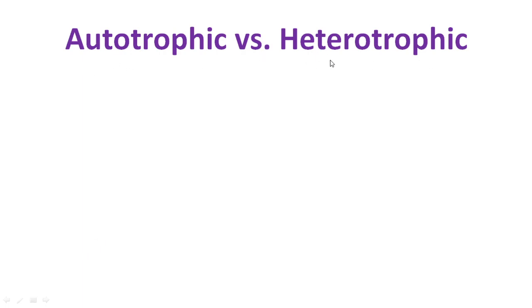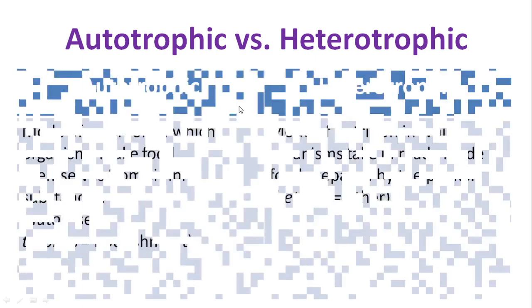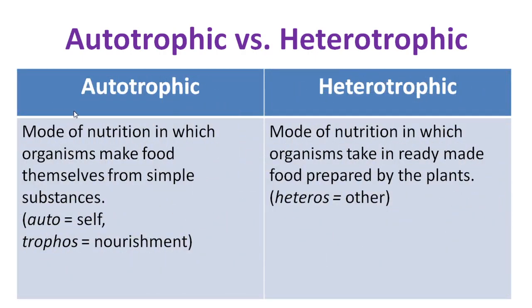Autotrophic mode of nutrition is that mode of nutrition in which organisms make food themselves from simple substances.